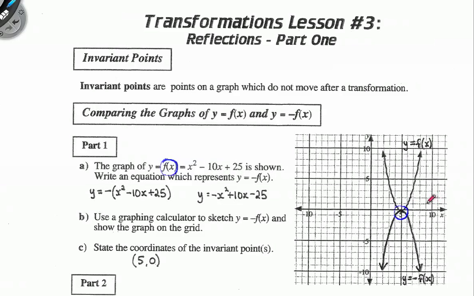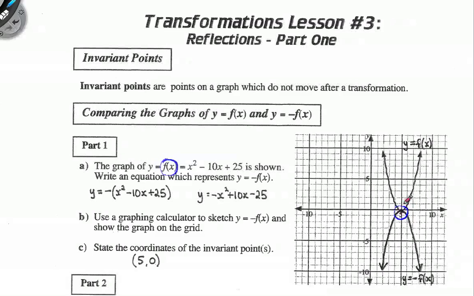Why has it not moved? Because when we took the negative value of this point, really we've just changed the sign of the y value. Well, what is the y value here? It's 0. So it remains at 0. We haven't affected the x value at all here. All we're doing is affecting the y value, which is equal to f of x. Change the sign of the y value, not the x.